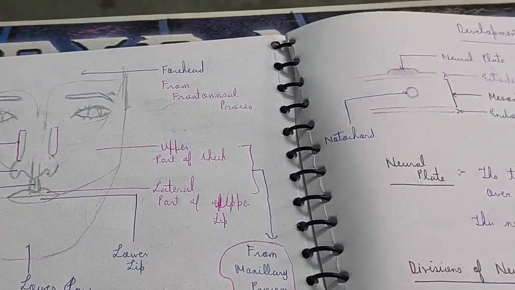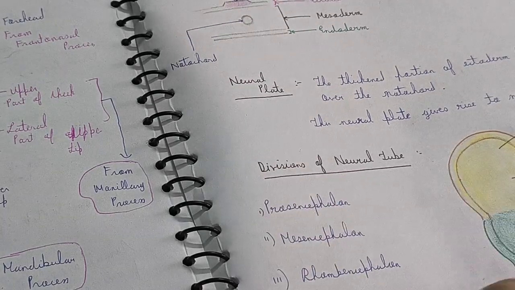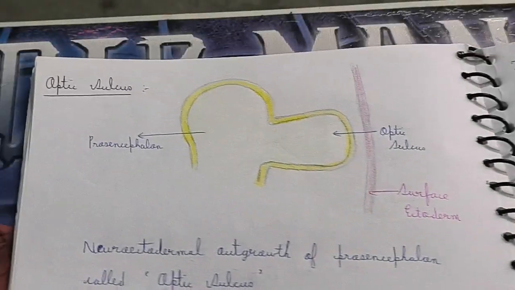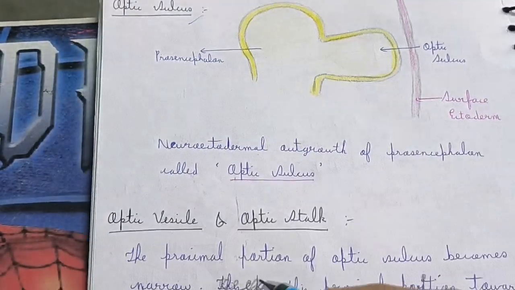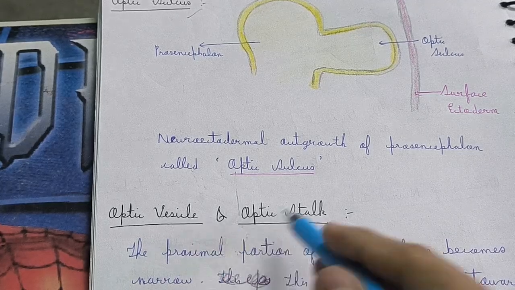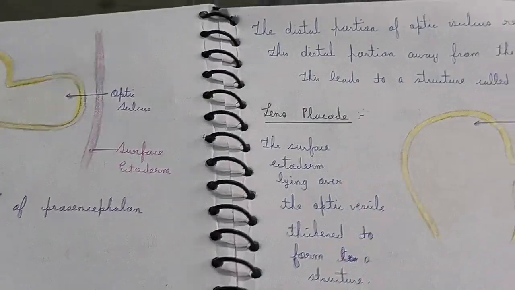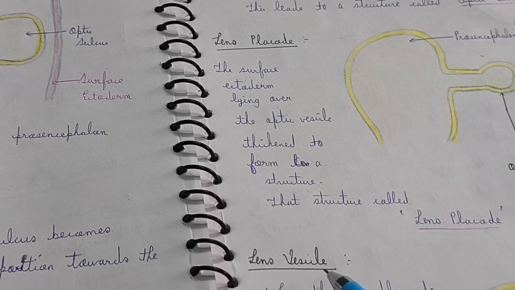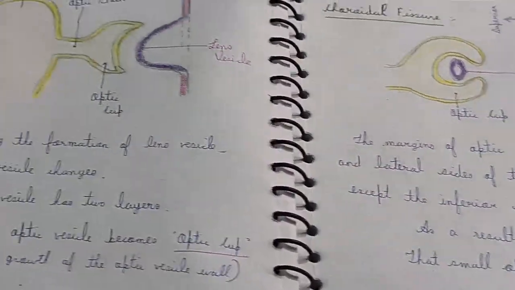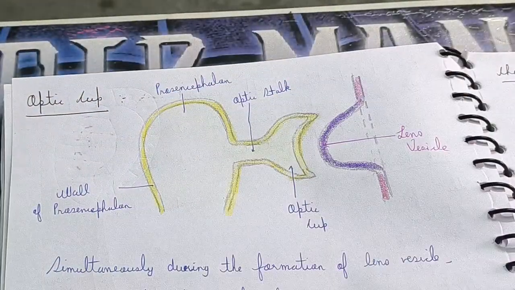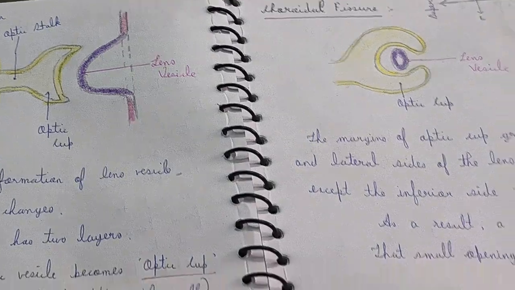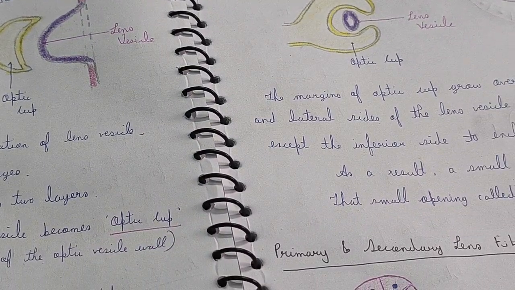That's all about today's video. Today you have learned about the divisions of the neural tube, important points, what the optic sulcus is, what the optic vesicle and optic stalk are, what the lens placode is, what the lens vesicle is, and the optic cup, choroidal fissure, and primary and secondary fibers. That's all.